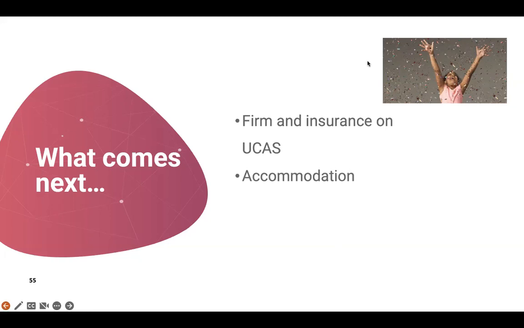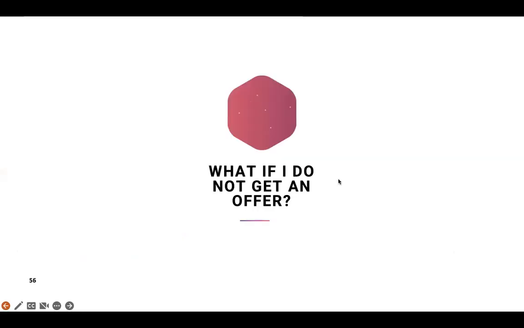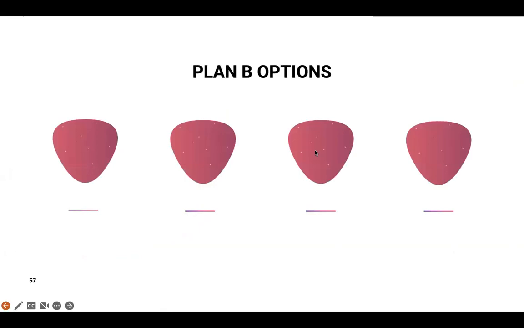And then after you've made these choices, you start thinking about accommodation at the university, applying for student finance, and whether or not you want to defer your entry and take a gap year. Okay, so what do you do if you don't get an offer? What are your plan B options? Make sure that you consider reapplying.